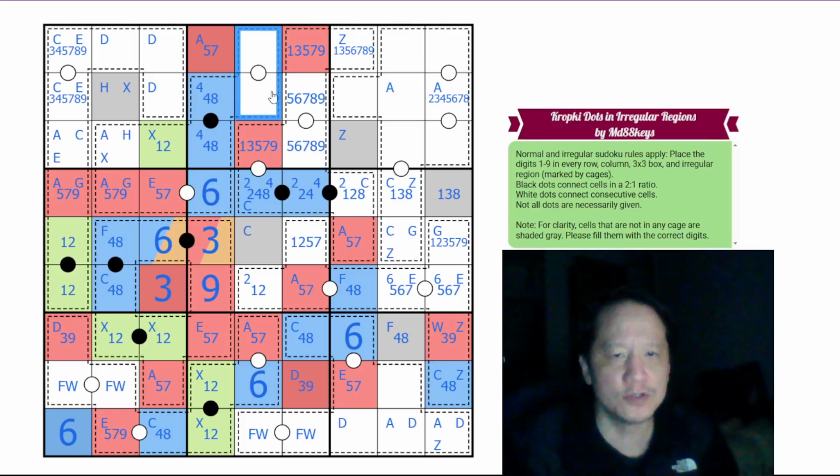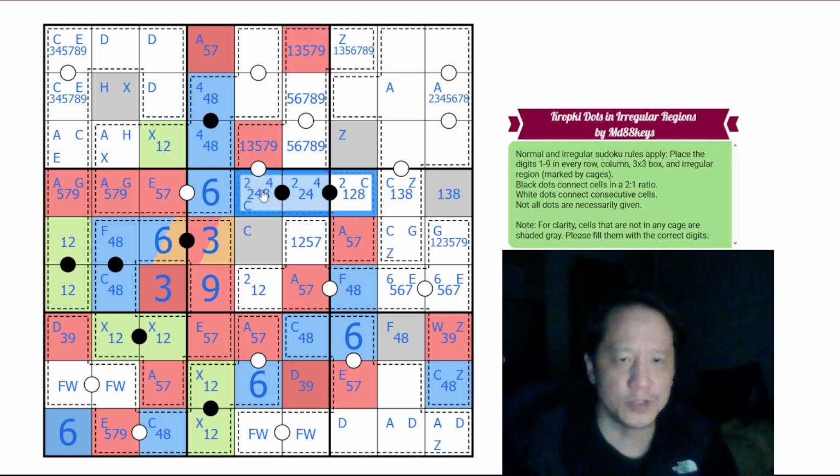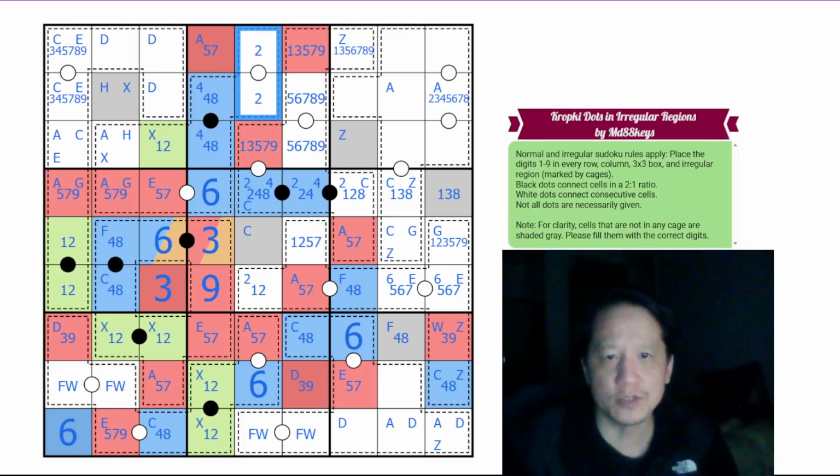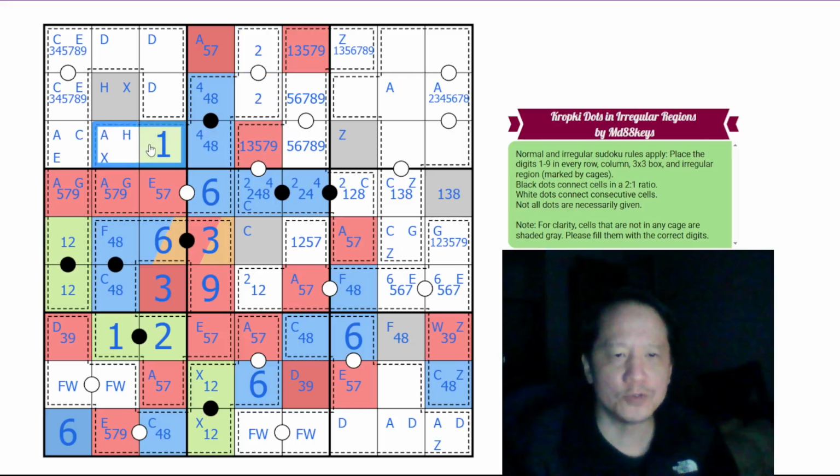We have to have a 2 somewhere in box 2. And 2 cannot be here because we are guaranteed a 2 here. So this must be 2 here. And since this is 2, that eliminates 2 in the rest of the box. So this is 1, which makes this 2, which makes that 1. Therefore, 2 cannot be in the rest of this cage. So therefore, this must be a 2 here.